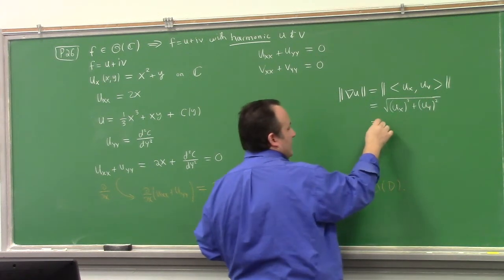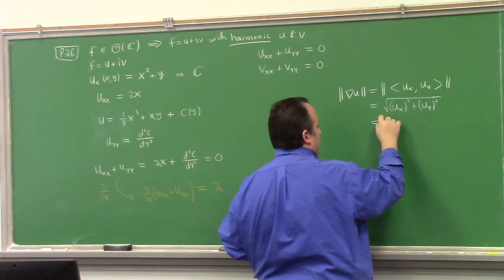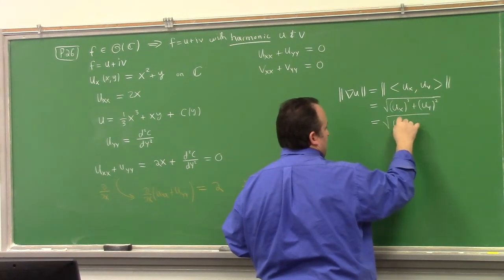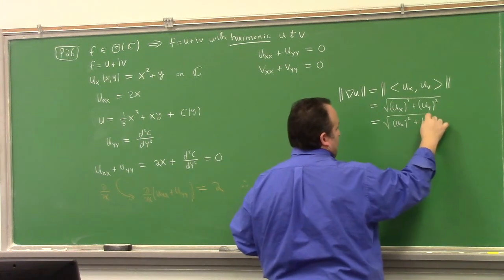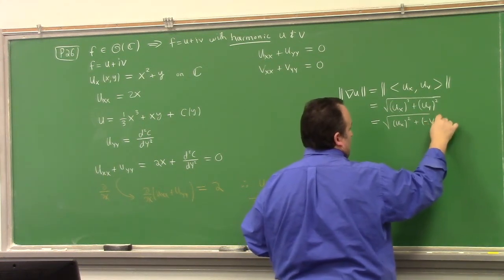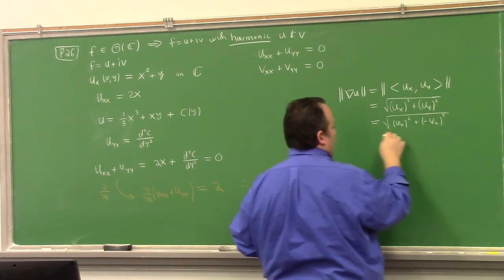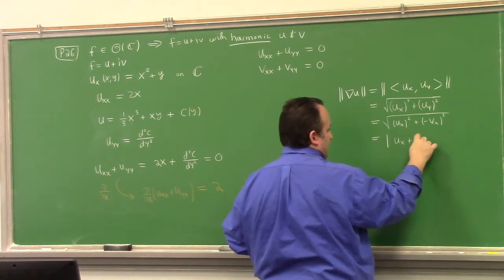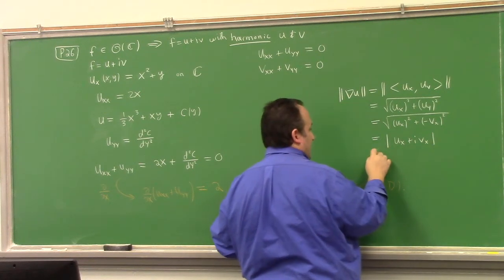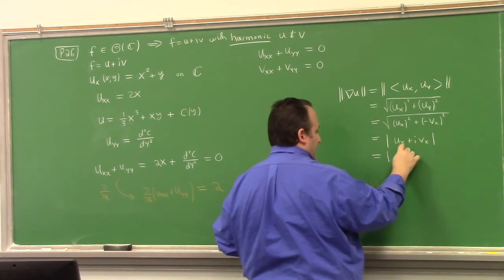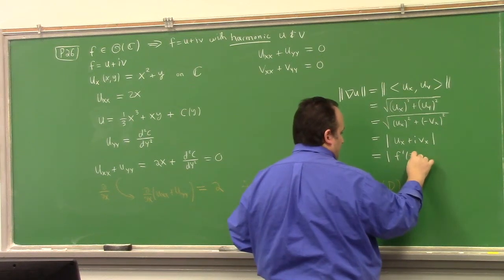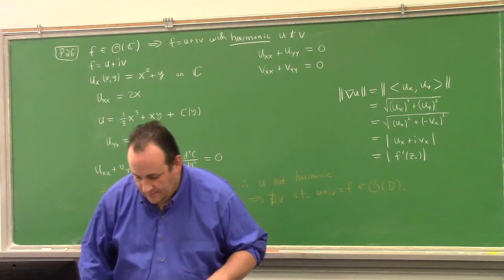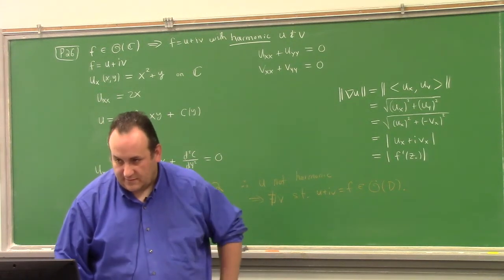But remember that uy is minus vx, right? So you've got ux squared plus vx squared. But that's exactly the length of ux plus i vx, which, by the way, is the modulus of f prime of z. And I think I have to put in a naught because that problem was at z naught. And a similar calculation goes through for the gradient of v.